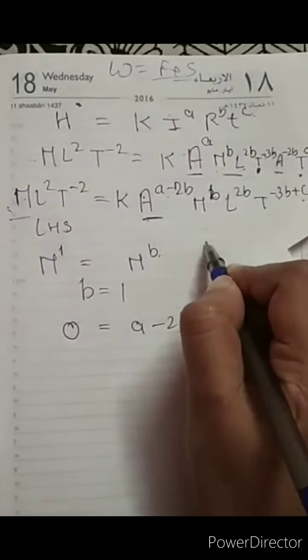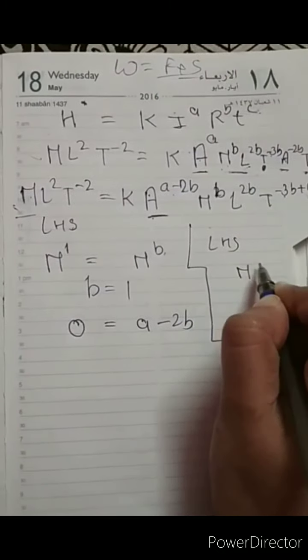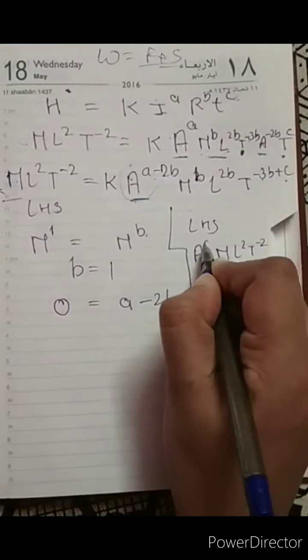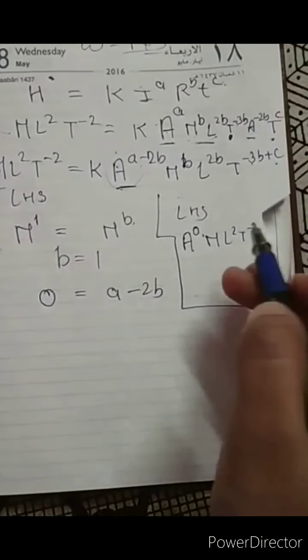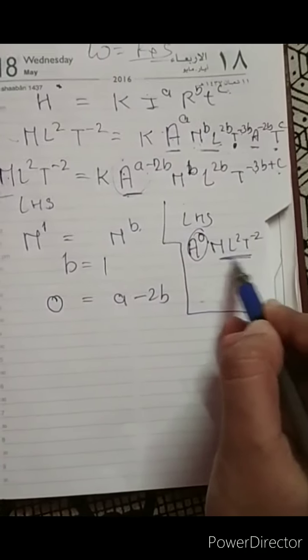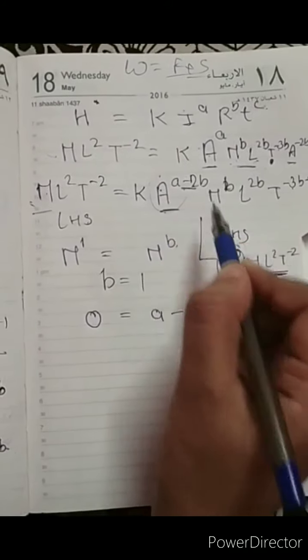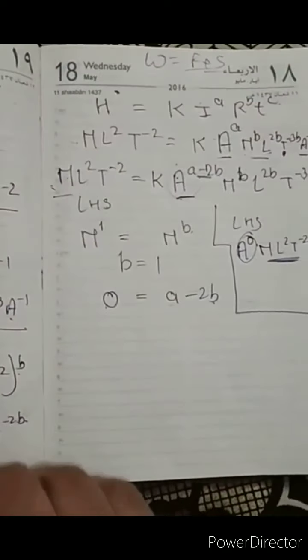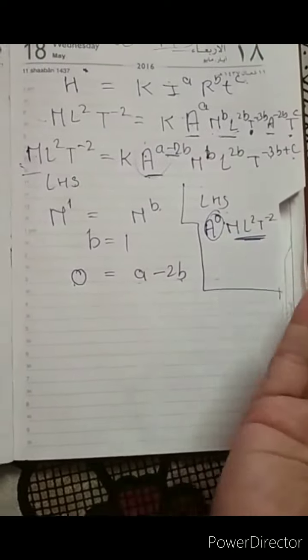So can I write LHS like this? In LHS we have ML²T⁻², but in RHS we are getting term a also. So I just write a like this: A to the power 0, nothing but 1. It will give you 1 only. So you are only left with ML²T⁻². That's why I'm saying you just compare power. If you compare power, you will get a minus 2b equals to 0, because we don't have a over here. Okay, if you want to compare like this, you can.